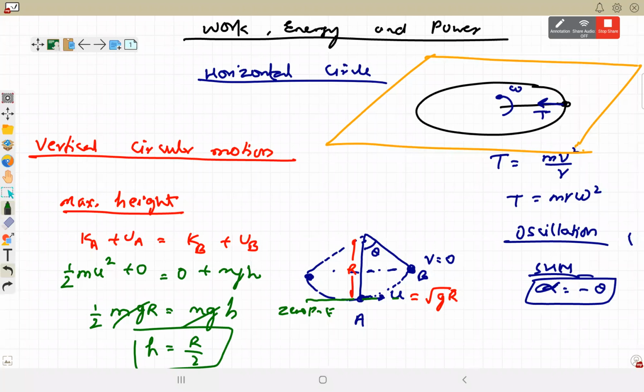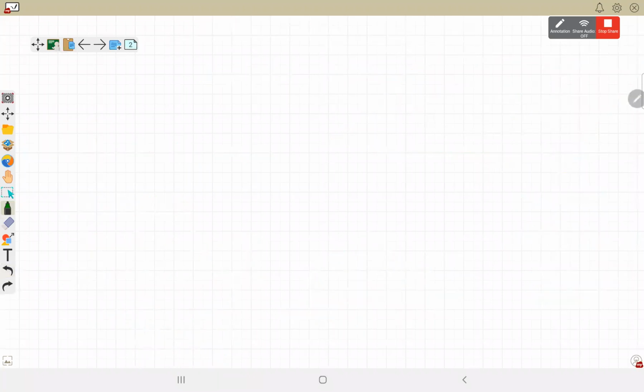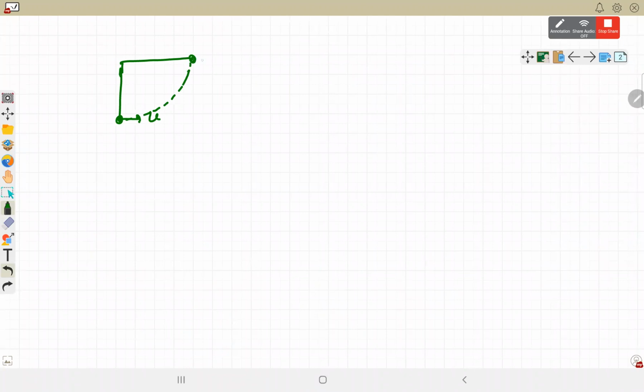Right. So suppose we want this to reach at least the horizontal level, then we have to provide a speed. What speed should we provide so that it reaches just the horizontal position, from point A to point B? So that is how much? Root 3gr, I think. Don't think, because your thinking is wrong. So let's calculate, A to B. That is why you should not just think. It is physics, not a memory based subject.